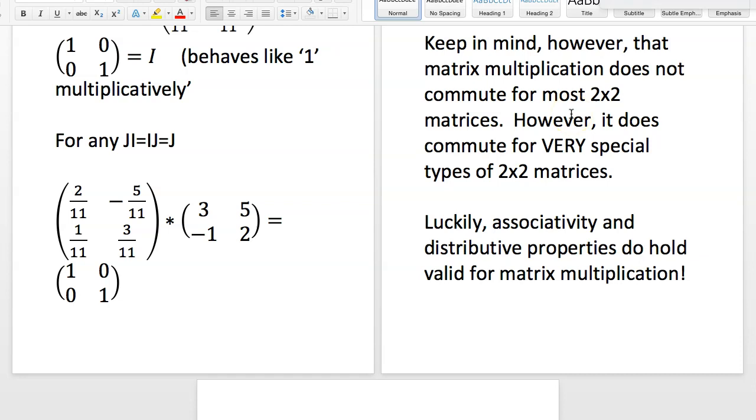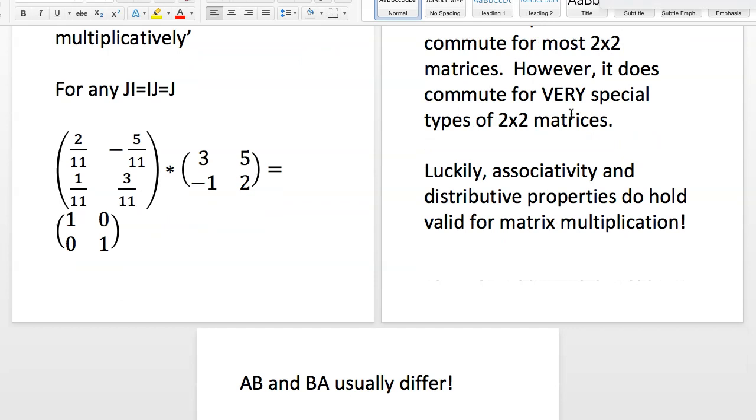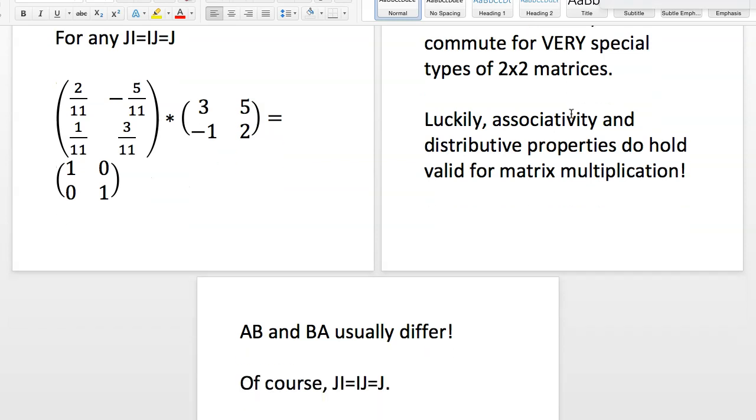I could cook up two things right now where commutativity would collapse. Like A times B and B times A usually differ. Now with inverses, they don't. You'll get 1, 0, 0, 1, of course, the identity I. Everything has to commute with it. You'll just get the original guy, right? So I is very pretty.